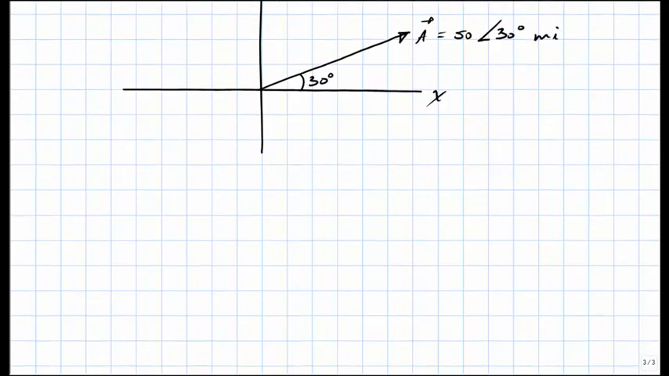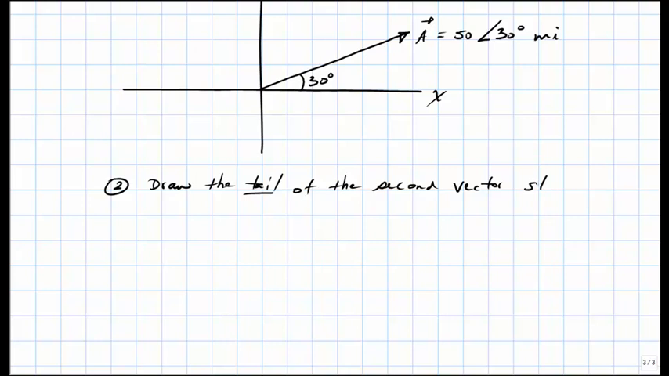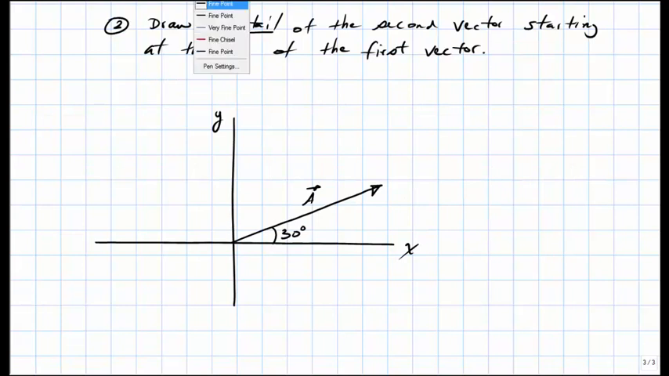Let's move to step 2 now. Step 2 requires that we draw the tail of the second vector starting at the tip of the first vector. So let's copy our first diagram. There it is. And now we will follow the instructions.